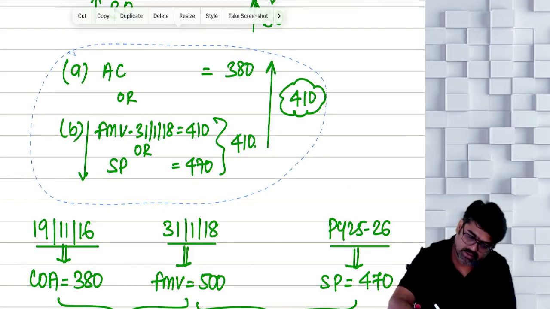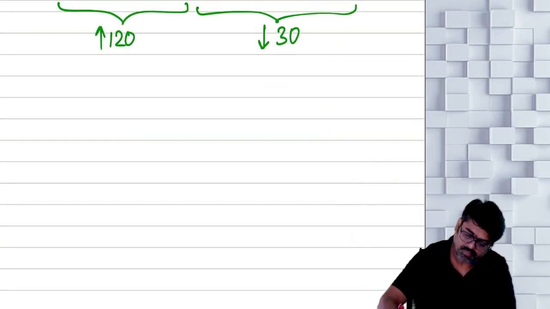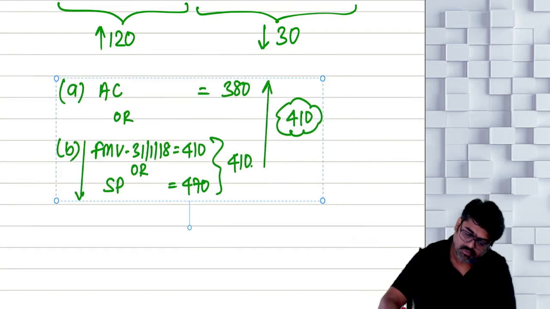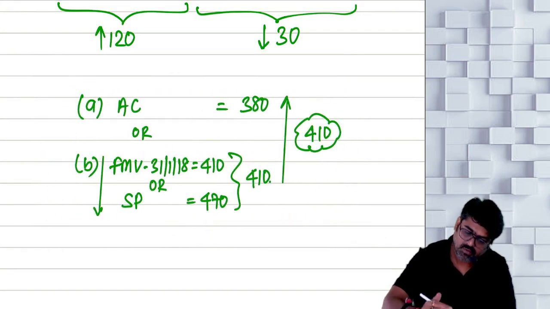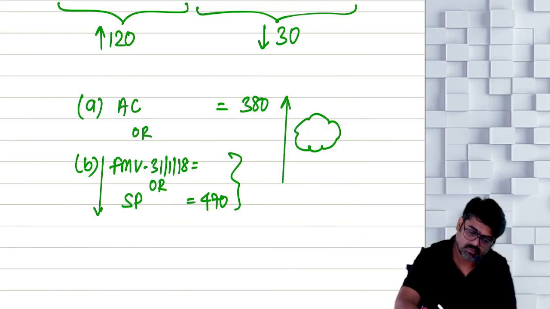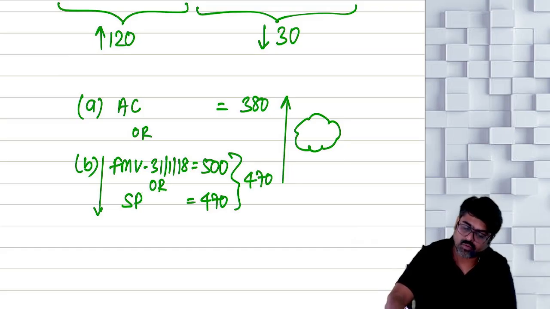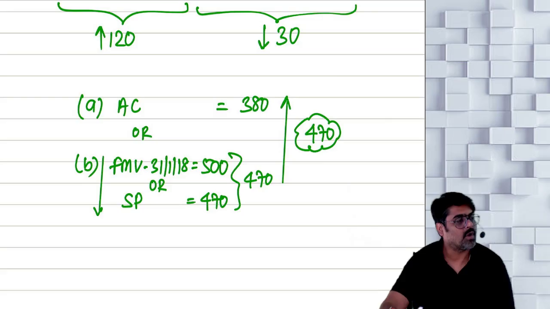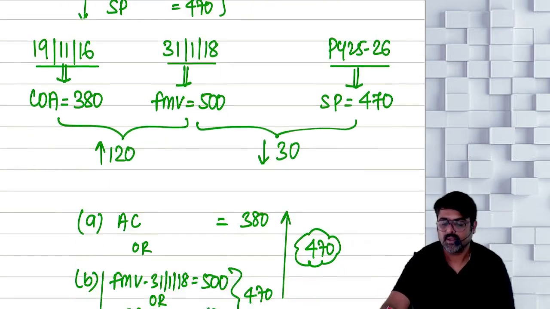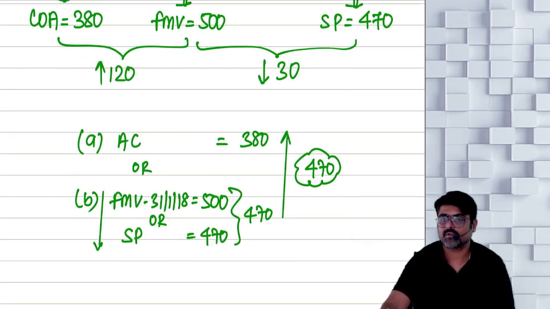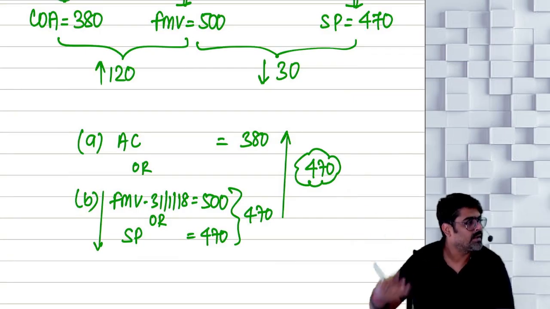Now pay attention here. What will happen now? Instead of fair market value of 410, now you are going to take the fair market value of 500. Yes or no? 500 or 470, whichever is lower. 470 or 380, whichever is higher. 470. So how much is your selling price? 470. How much cost is allowed? 470. 470 minus 470 will be nil.